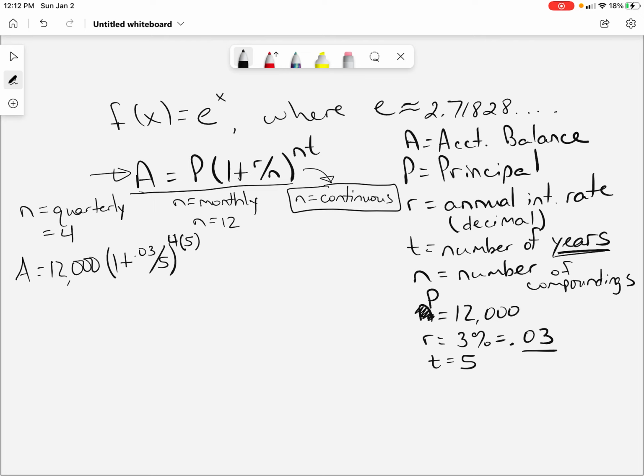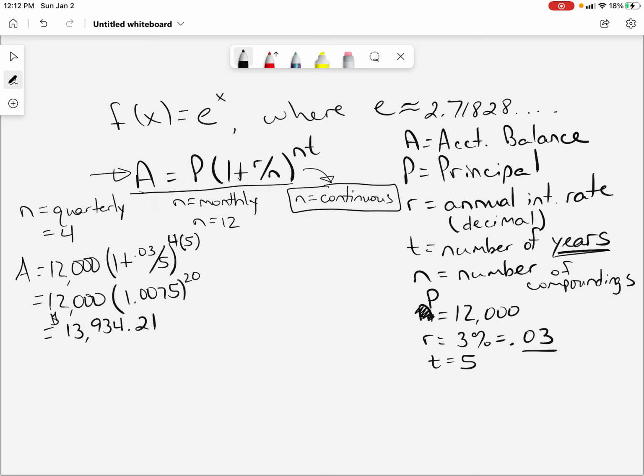Okay, so for quarterly compoundings, we now simplify the right side of this equation. If you simplify inside the parentheses first, you'll get 1.0075, and then 4 times 5 is 20. And then you can just use a calculator to multiply all of that out, and you should get $13,934.21. So that is how much you would have if you had quarterly compoundings.